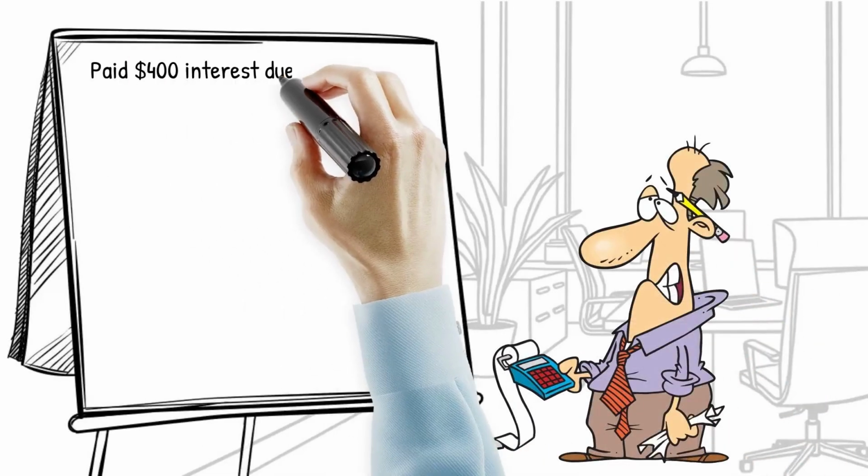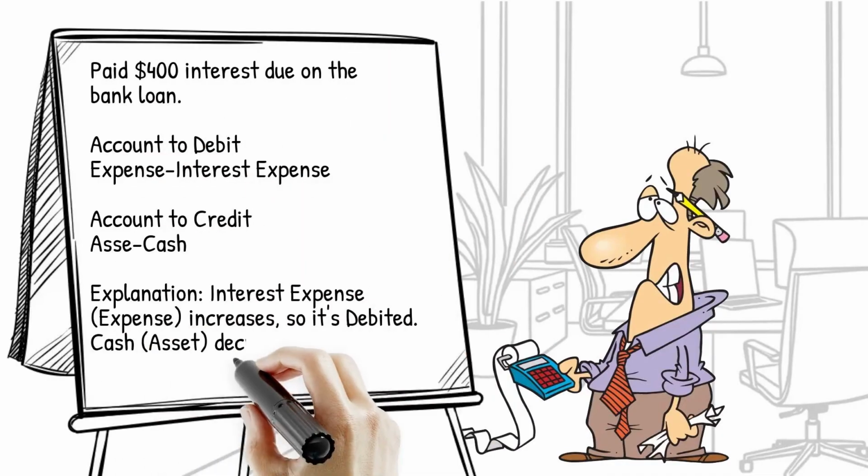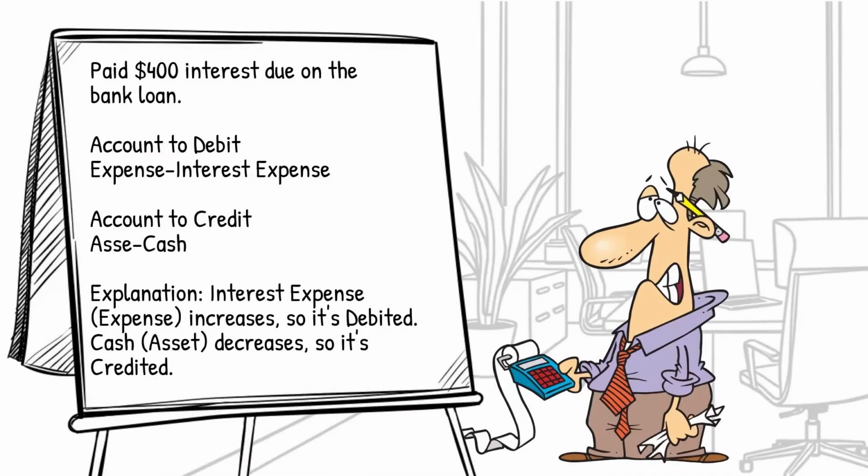Account to debit, expense, interest expense. Account to credit, cash. Explanation: interest expense increases, so it's debited. Cash asset decreases, so it's credited.